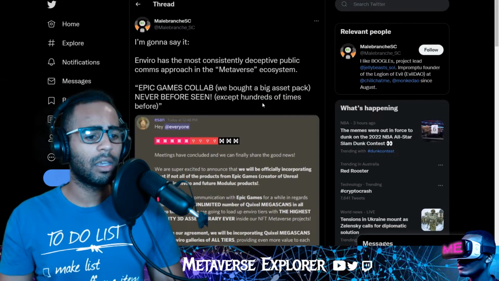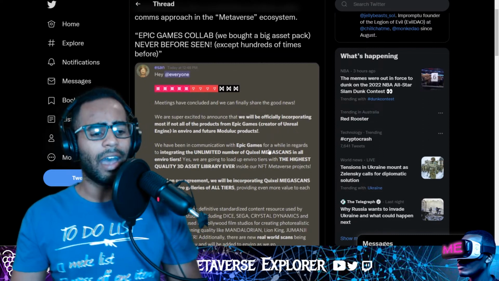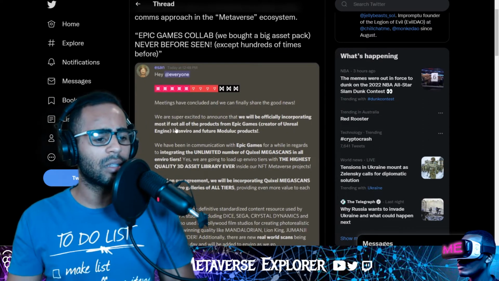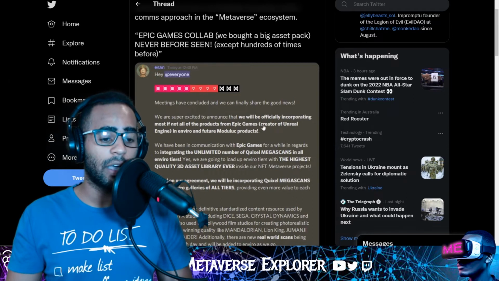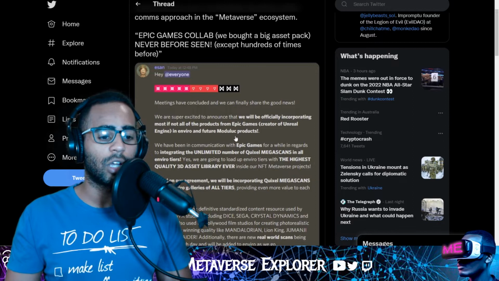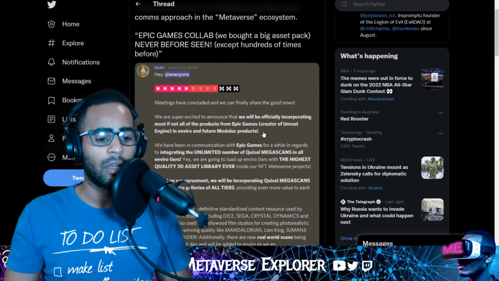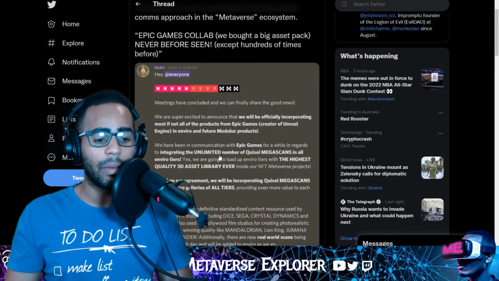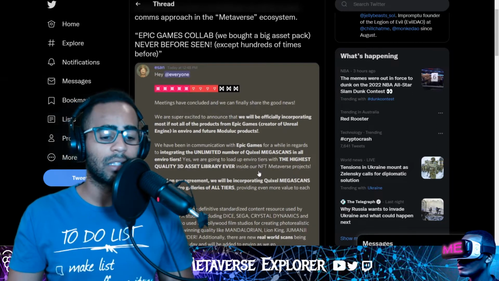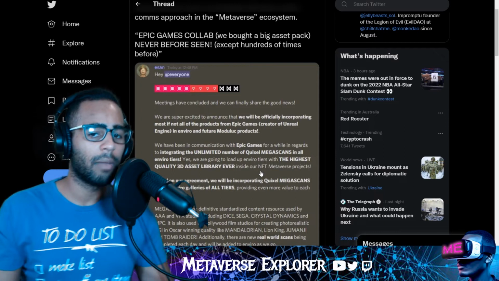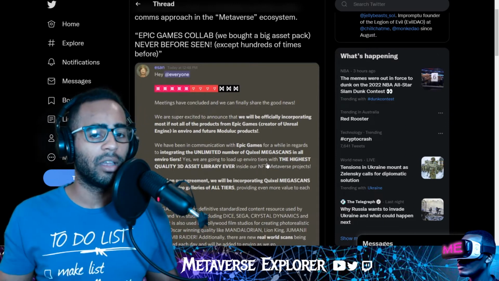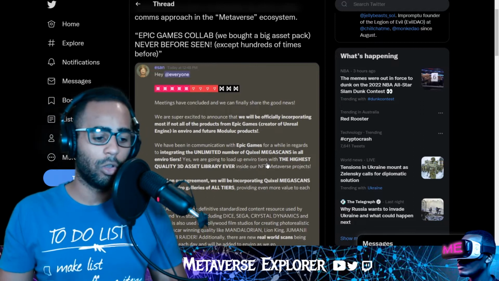But basically what they said is they came out with an announcement, okay? And they say we will be officially incorporating most, if not all, the products from the Epic Games, creator of Unreal Engine, in Enviro and future modular environments. So they said they'll be integrating the unlimited number of Quixel Megascans in all Enviro tiers, which means they have like the largest library of 3D assets for them to use, which would make their game pretty nice, right? If you have assets, you can make it look pretty good.